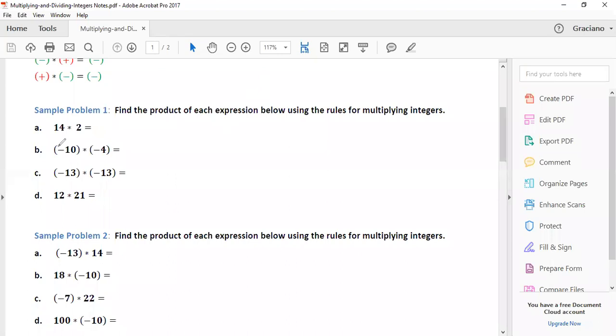Okay, so if I have 14 times 2, those are both positive numbers, so I know that my answer is going to be positive. Whenever my two numbers have the same sign, my answer stays positive. So 14 times 2 is just going to be 28. Letter B, I have negative 10 times negative 4. Both of my numbers are negative, so my answer is going to be positive. So 10 times 4 is 40.